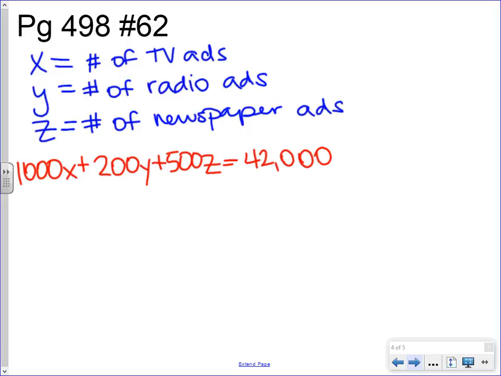So we used all of those two sentences. The department wants to run 60 ads per month. What do you say, Connor? 5 plus 3 plus 6. We want a total of 60 ads per month. So X plus Y plus Z equals 60.